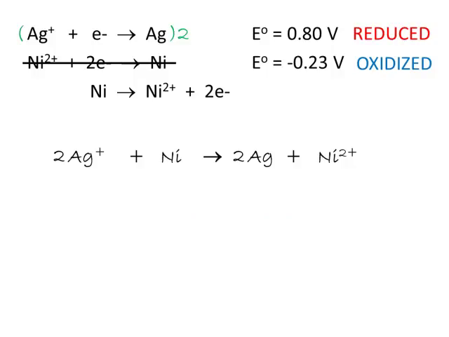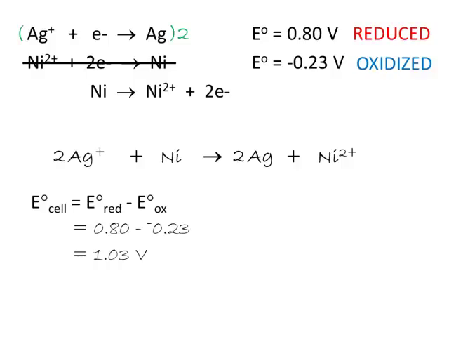The next question asks you to calculate cell potential. We do that by using the reduction values from the SRP table. Take the value for the reduction half reaction and subtract the reduction value for the oxidation reaction. Remember, we do not multiply half cell potentials by coefficients. So in this example, 0.80 minus negative 0.23 is 1.03 volts.